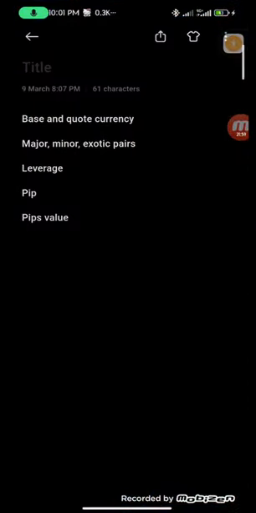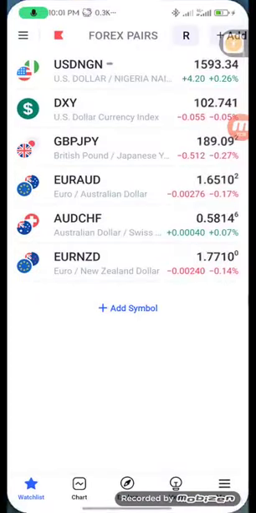So the next thing is pips. When we're talking about pips, pips is an acronym for, I think, percentage interest point, kind of. Now when you talk of pips, pips is the smallest move of a currency pair. Now what I mean by a currency pair, let's take EUR/USD for example.